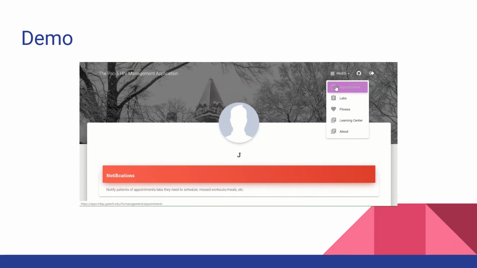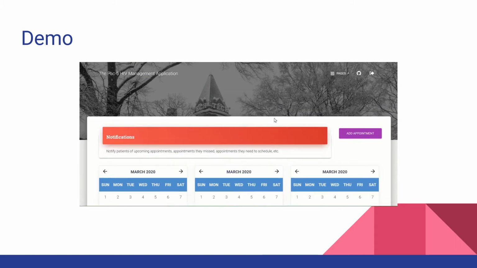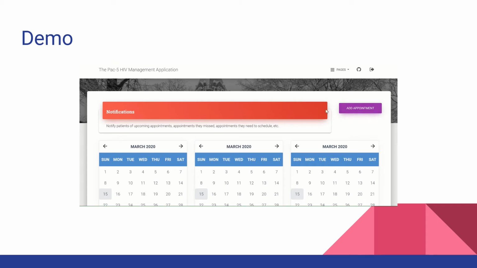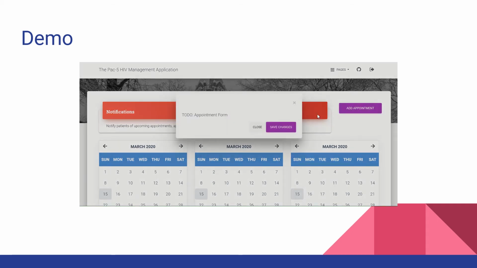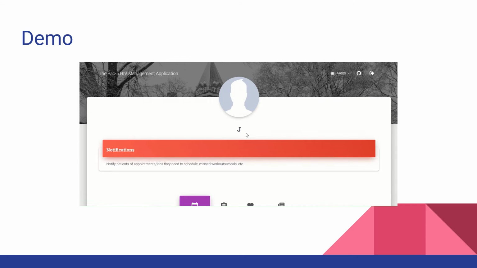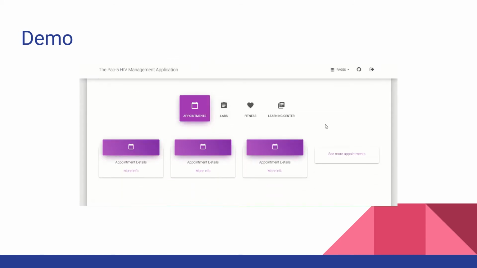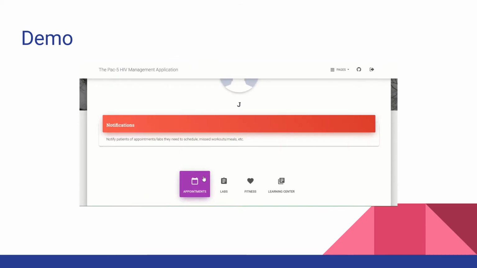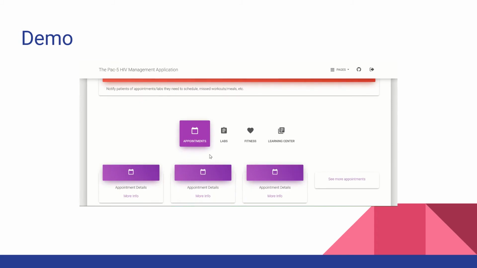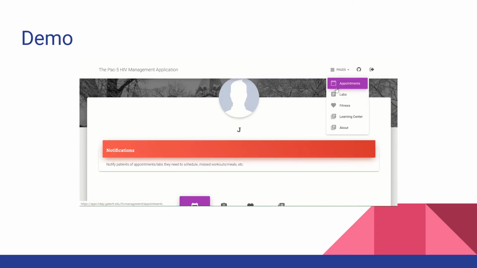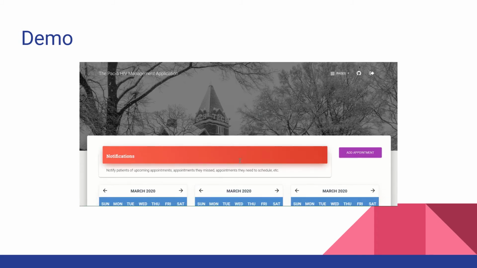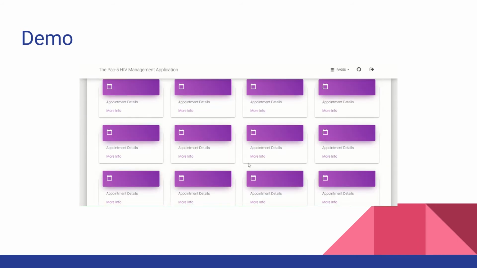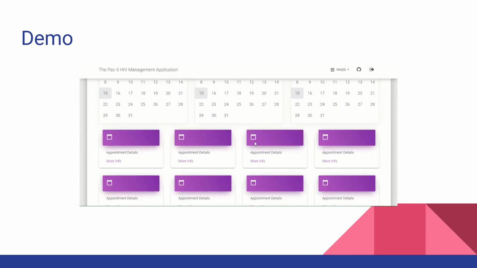By clicking on the appointments page, the user can add their appointment, which is yet to be developed. Additionally, on the appointment screen, the user will be able to see a calendar of their appointments and previous appointment details.